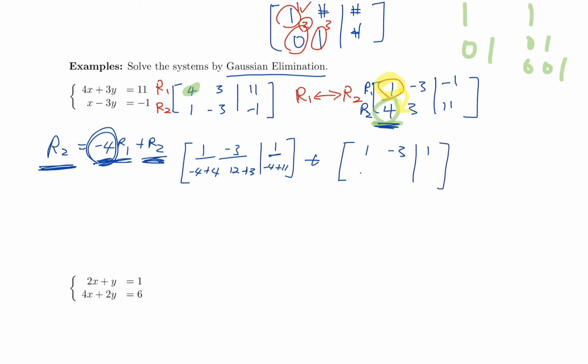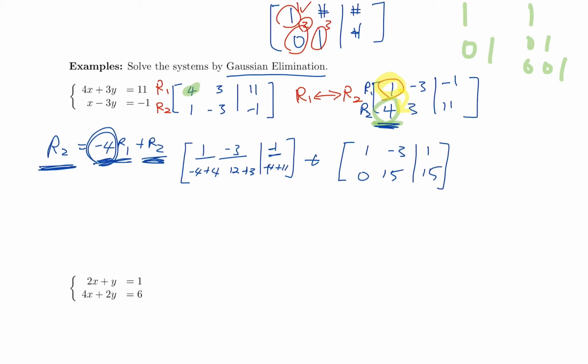We have 0, 15, oops, this is negative 1, I'm sorry. This is negative 1, I've copied wrong. So this is actually positive 4. So we have also 15 here.